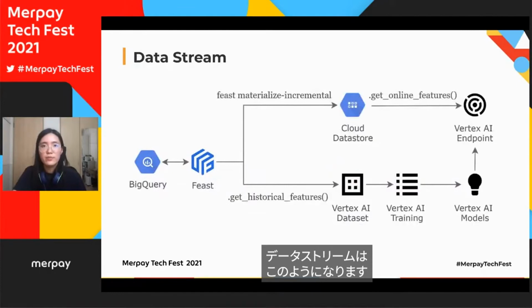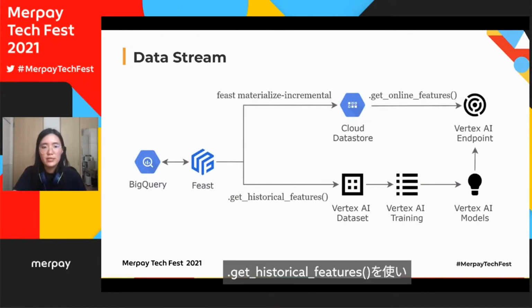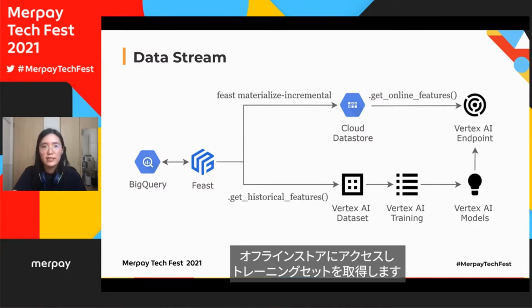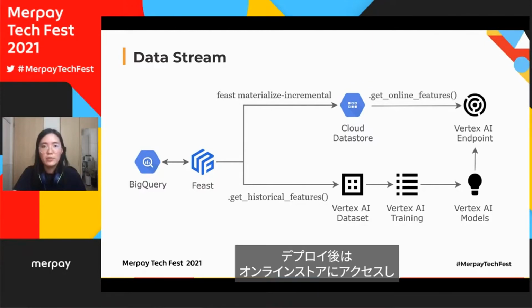The data stream will be looking like this. We use get historical features to access the offline store and get the training set. Then we train and deploy the model. After deployment, we can access the online store and get the features by get online features for predicting.